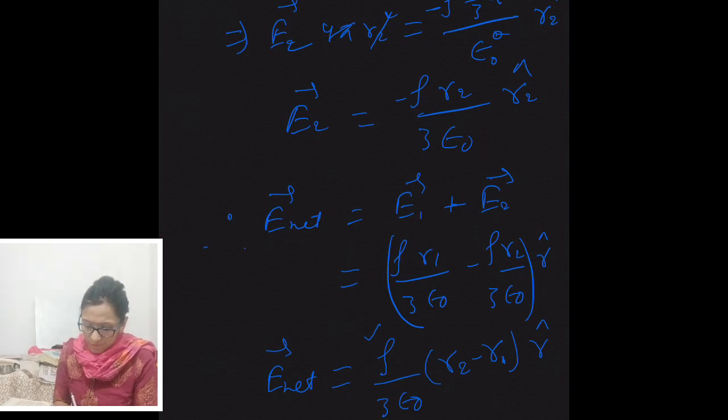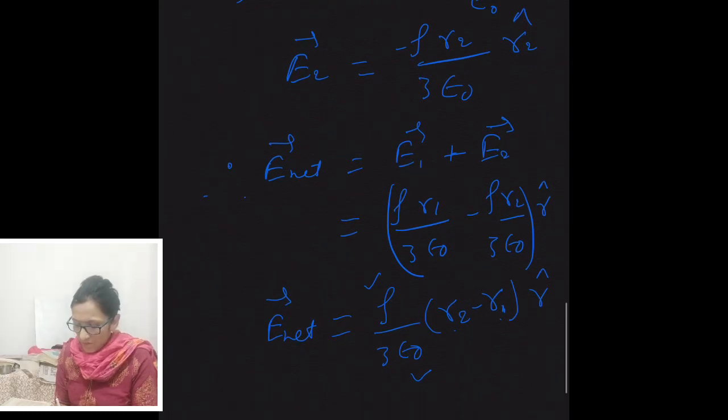So there is an electric field which is also a constant one, because here the density is constant, and epsilon naught is constant for a particular point.